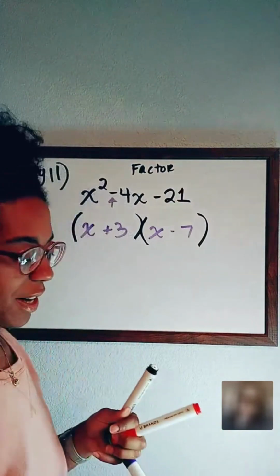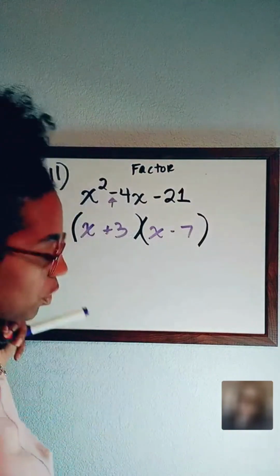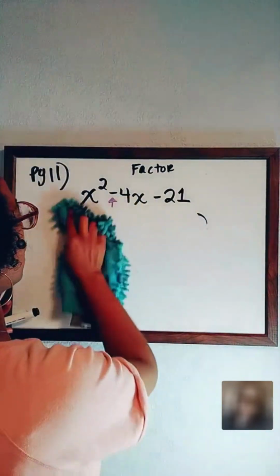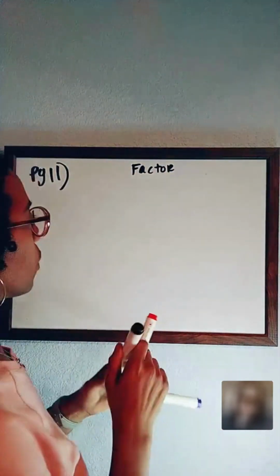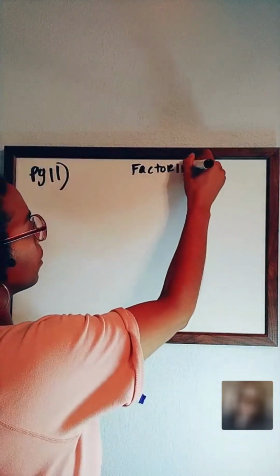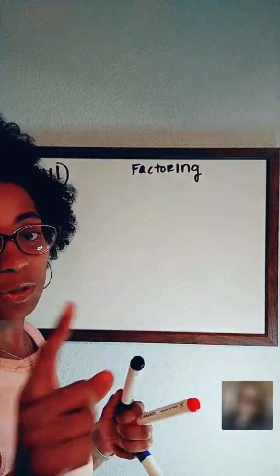Rick said he kind of got it right now. Okay, cool. Let's keep going. So let's do C. We're still factoring. So this is the one that we use the box on.